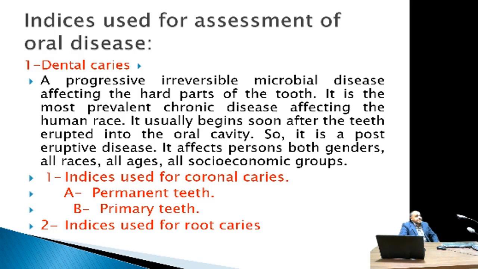It is the most prevalent chronic disease affecting the human race. It usually begins soon after the teeth are erupted into the oral cavity. So it is a post-eruptive disease. It affects persons of both genders, all races, all ages, all socio-economic groups. عندنا two type of indices. Indices used for coronal caries for primary and permanent teeth, و indices used for the root caries.